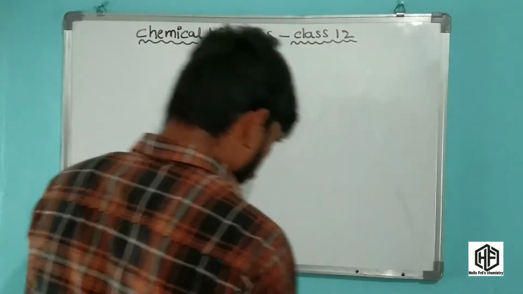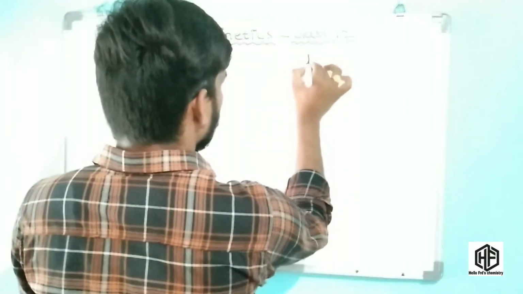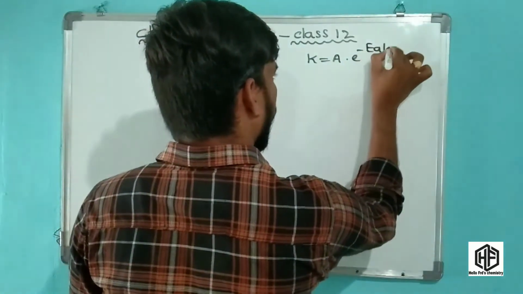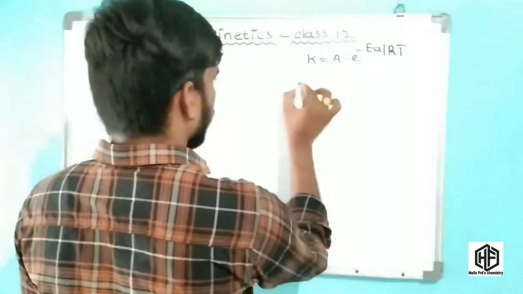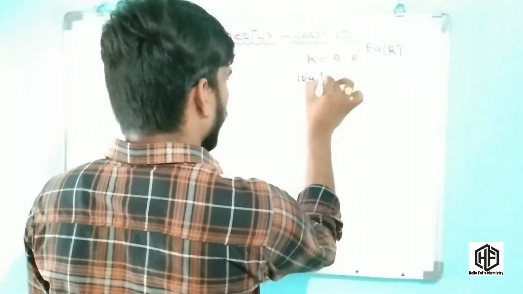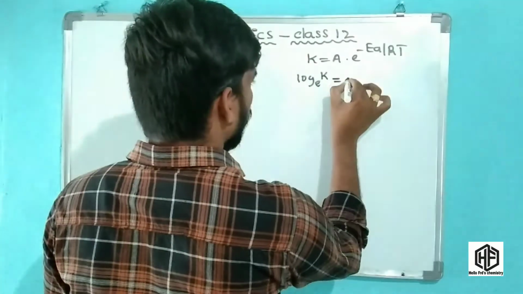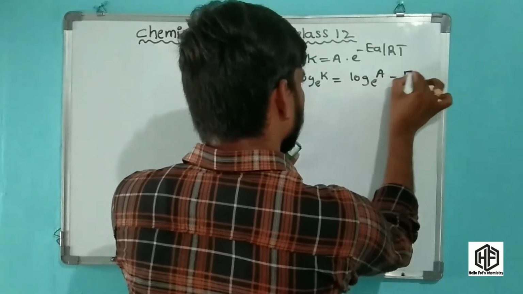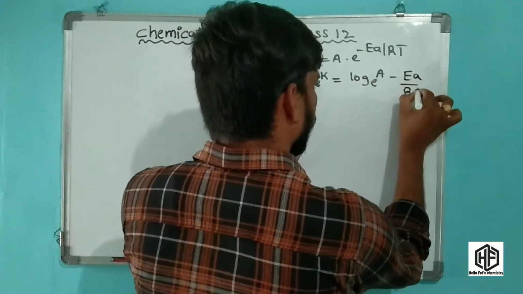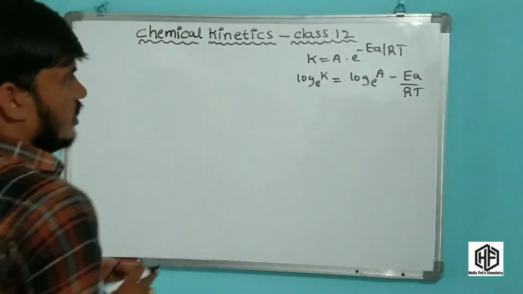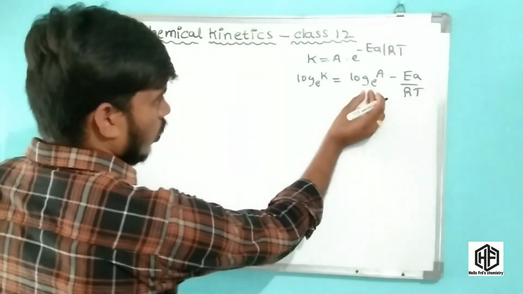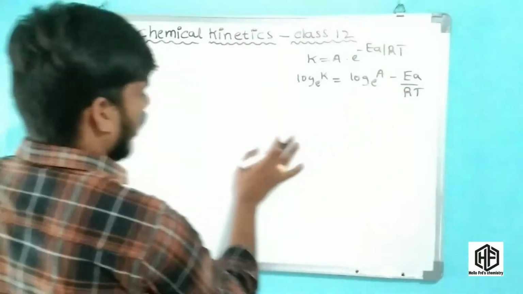Okay, friends. Now one more important equation: k is equal to A dot e power of minus Ea by RT. This is the Arrhenius equation, and this is log k is equal to log A minus Ea by RT. These two equations are very important. Now the graph representation of log k is equal to log A minus Ea by RT.